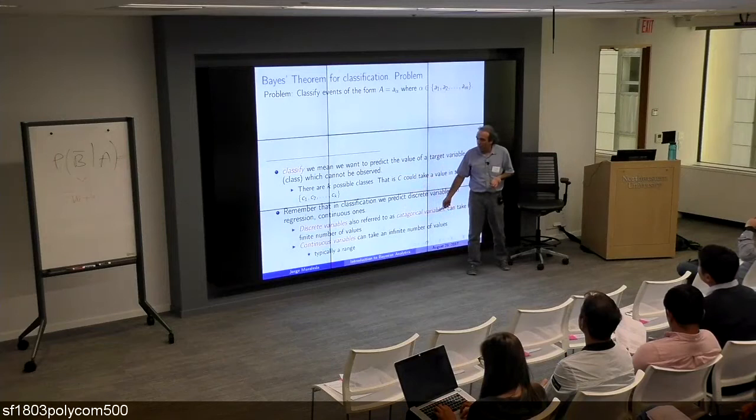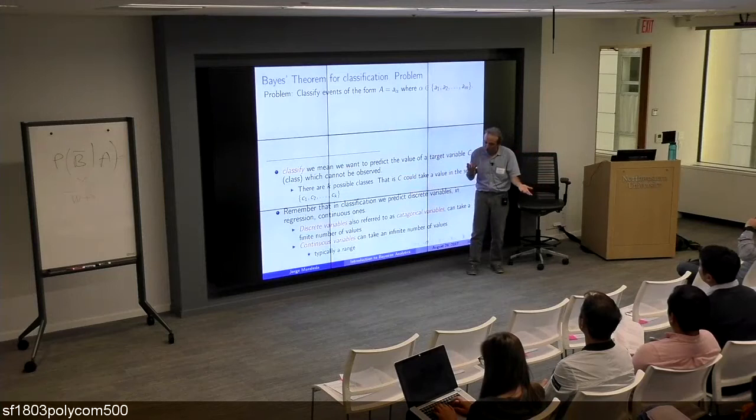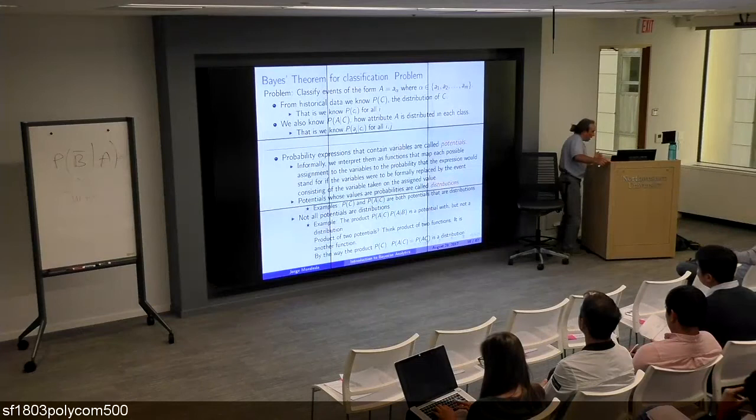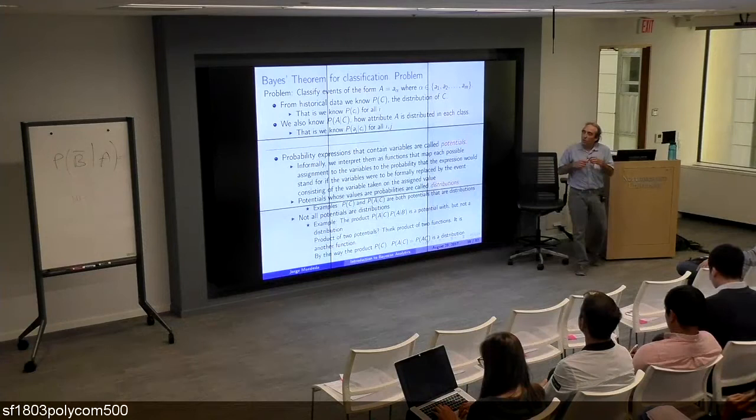If you've done regression analysis, you might ask what the difference is. But you're basically trying to make a prediction, either on a discrete variable, and then you call it the problem of classification, or on a continuous variable, and then it is a problem of regression. So the goal here is to use Bayes' theorem to make a prediction on the class C.